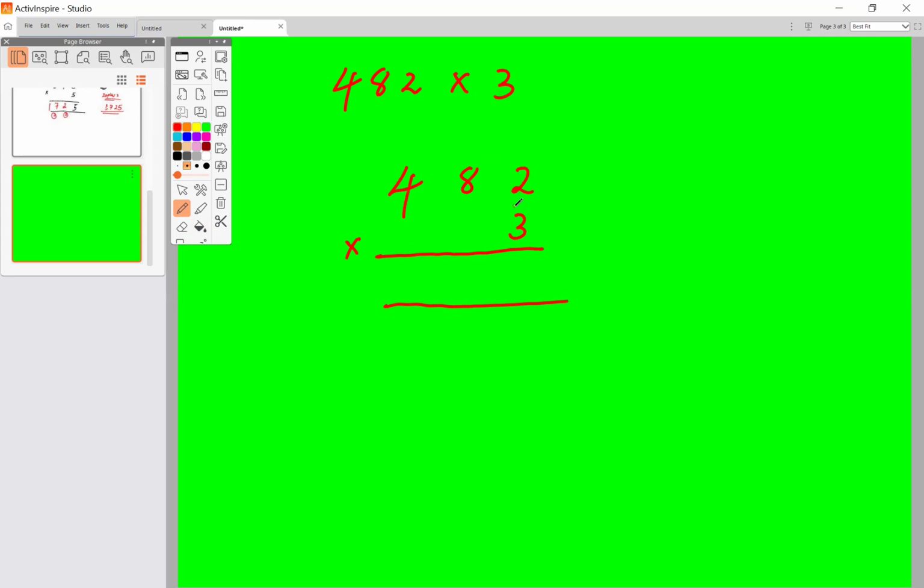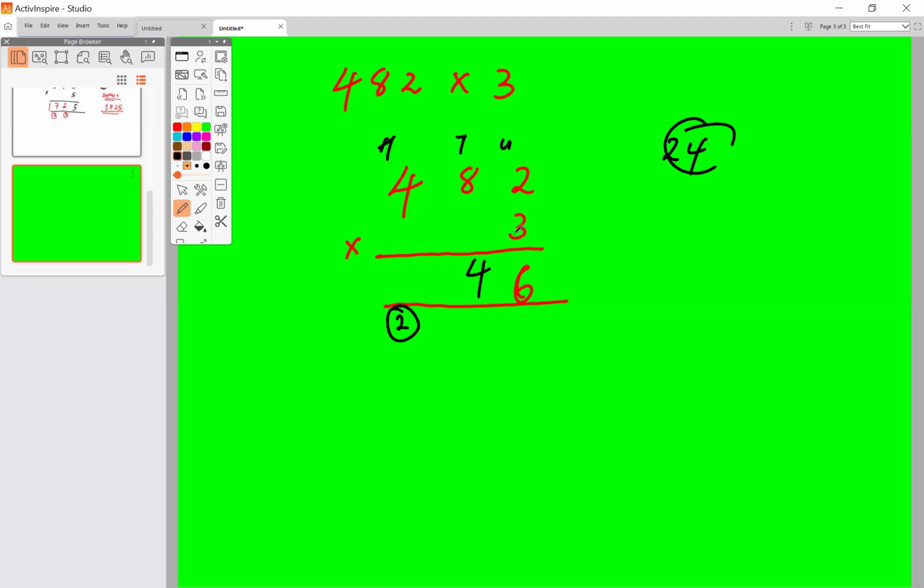Okay, so let's do it. We start with the ones. 3 times 2 is 6. So we don't have to carry. So let's move on to the tens. 3 times 8 is 24. So we write 4 and we carry the 2.